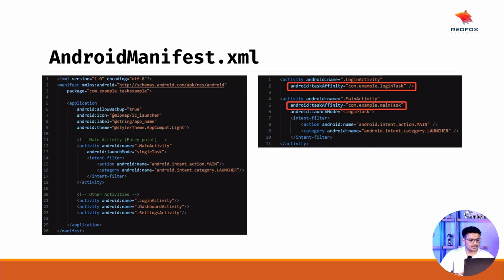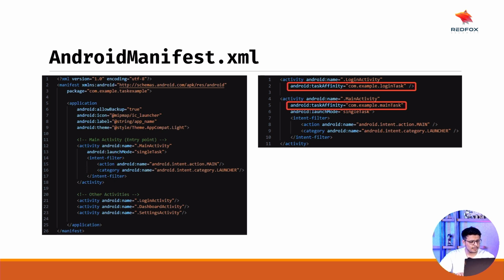So we have understood the theoretical side of how the components of Android look. You can check in this Android manifest file where all the components are mentioned. On the left-hand side, there are various activities: a main activity, login activity, dashboard activity, and a settings activity. So these are all the activities in an Android application.